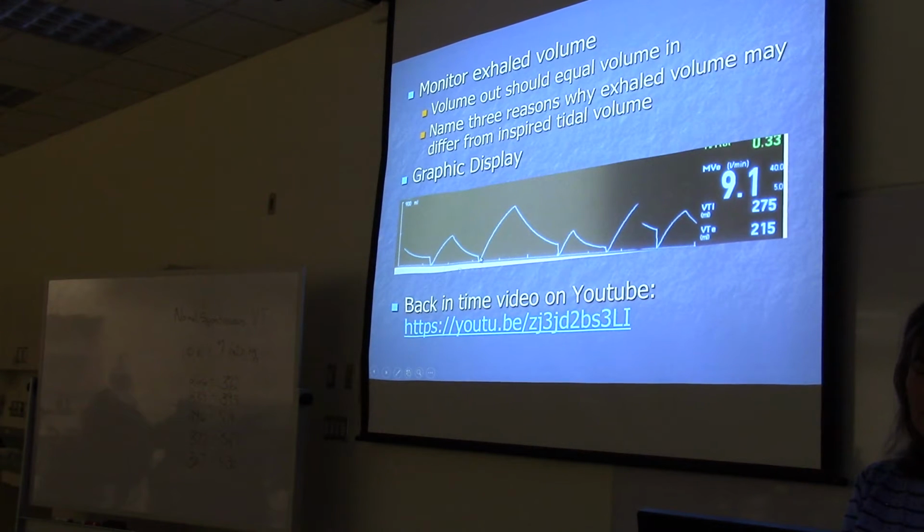And then of course the ventilator resets for the next breath and starts down at the bottom, puts the air in, but then it doesn't all come back out. So there's some volume missing. And then you can also see it from your digital display. You put in 275 mLs and you only got back 215 mLs.